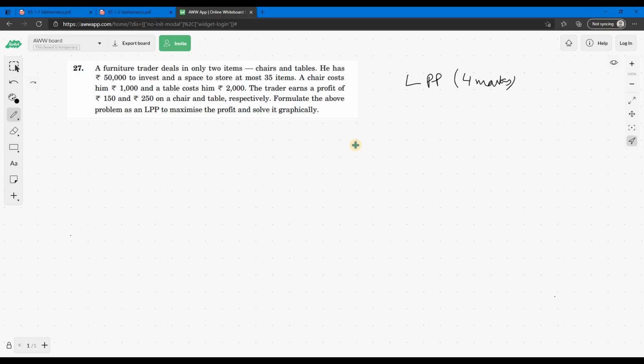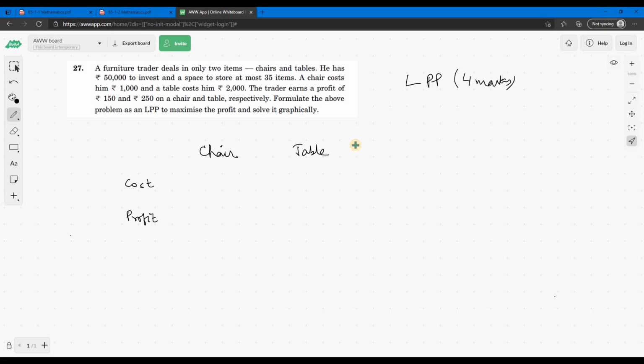So to solve this problem, first of all we'll make a table. When we make a table, formulating the LPP will be very easy with the help of that table. So let's try to make a table. We can first write chair and table over here, and then we can write the cost of one of these, and then the profit.